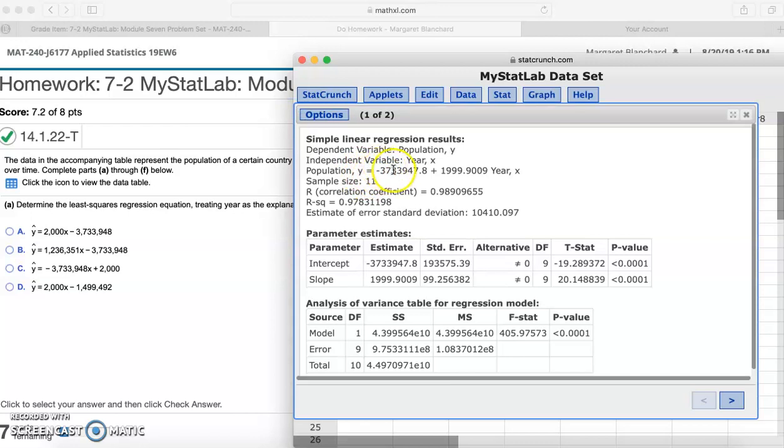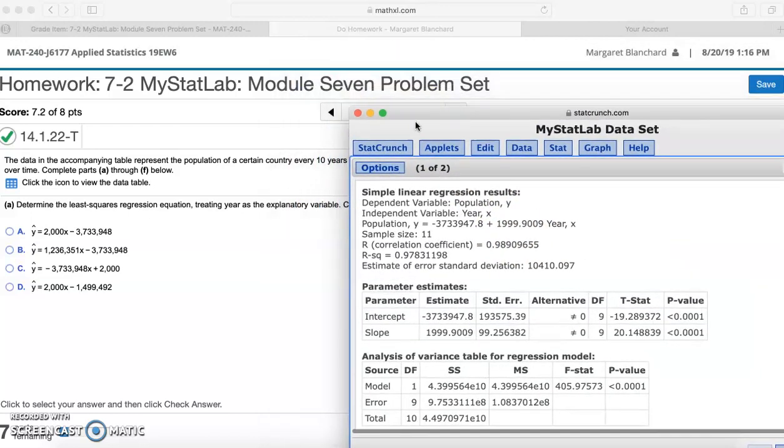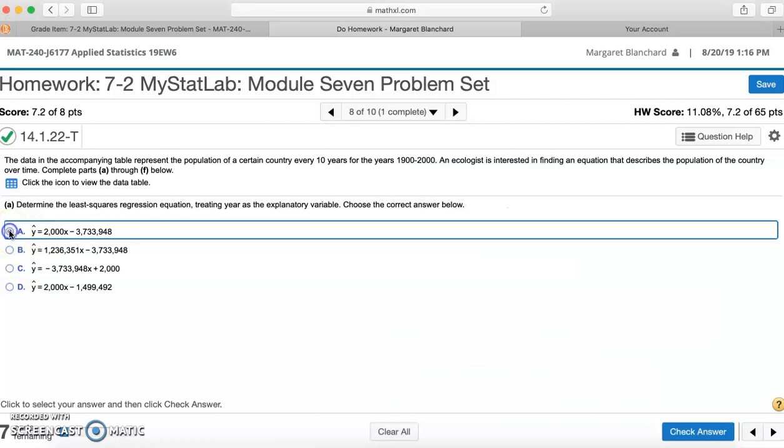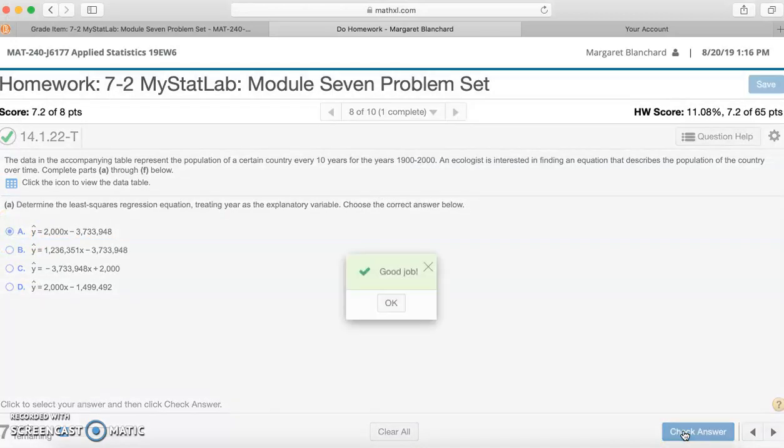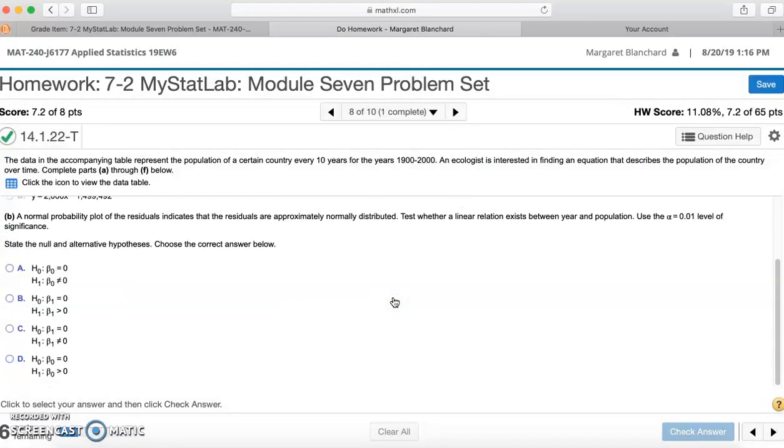So Y equals negative 30, what do we have here? 3 million. And then our slope is 1999. So let's see where that puts us. Slope, well, once we run it, it's 2000. That's our slope. And then negative 3. So it looks like option A is the answer. Check answer. Good job.